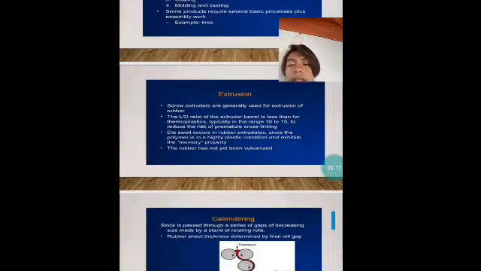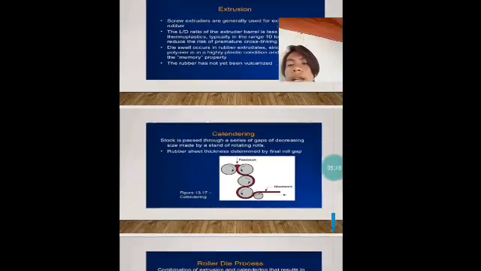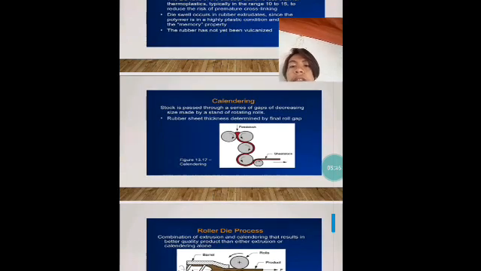So sunod is calendering. Stock is passed through a series of gaps of decreasing size made by a stand of rotating rolls. Rubber sheet thickness is determined by the final roll gap. So kanang calendering kay na series of gaps decreasing size made by pang integrate. So nakita naman natong kanang picture kana gi-roll nila.